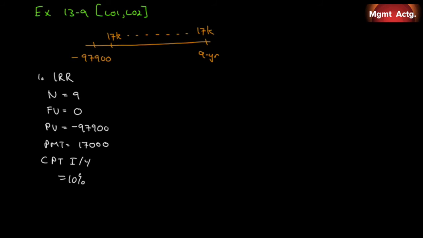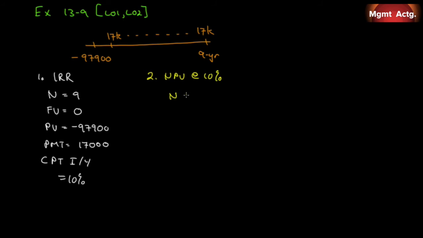Number two, compute the machine's net present value using a discount rate of 10%. Why do you have a zero net present value? Well, I'll tell you why. If the internal rate of return is 10%, and we use a net present value discount rate of 10%, we're going to get zero because that is exactly the internal rate of return. But let's go through the process anyways. Net present value at 10%.